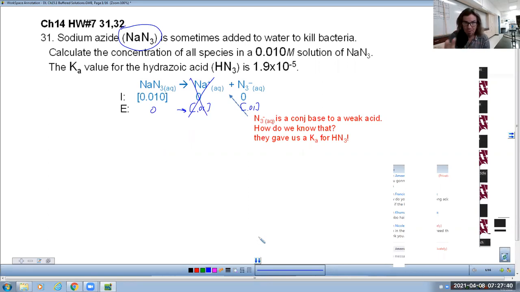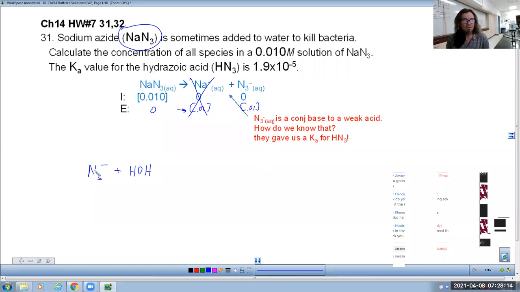Okay, so it's out. So the only thing that matters then is this azide ion, or trinitride ion that we have there. And we know that it's a conjugate to a weak acid because they listed a Ka for it. All right, so because we see the Ka, I'm going to take that ion and place it into water. And I'm a teacher who's done this forever, and yet still I take the time to write this out because I just don't feel confident enough to do it in my head.